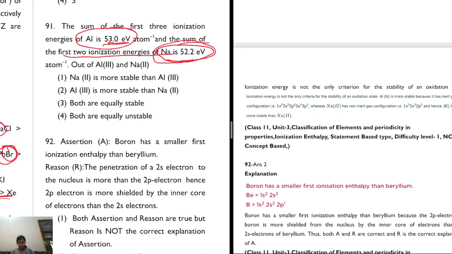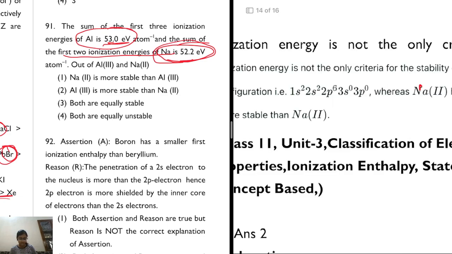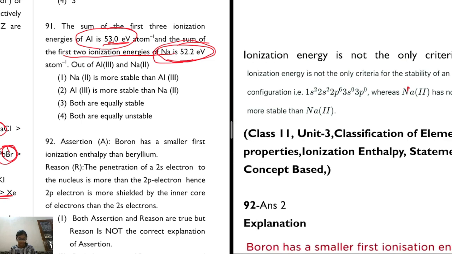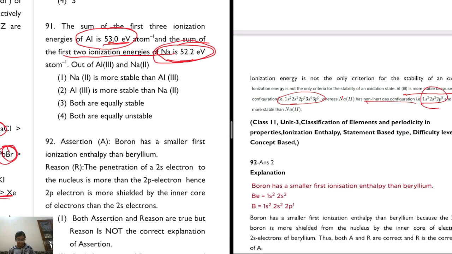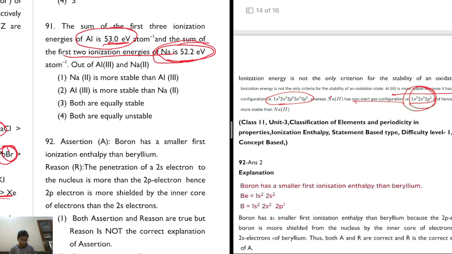Yes. So the ionization energy is not the only criterion for stability. Then Al3+ is more stable because it has an inert gas configuration. You see, it has already lost 3 electrons, so it achieves the stable configuration. Whereas Na2+ has a non-inert gas configuration. This is its configuration. Therefore, aluminium is more stable than Na2+. So this is our answer.